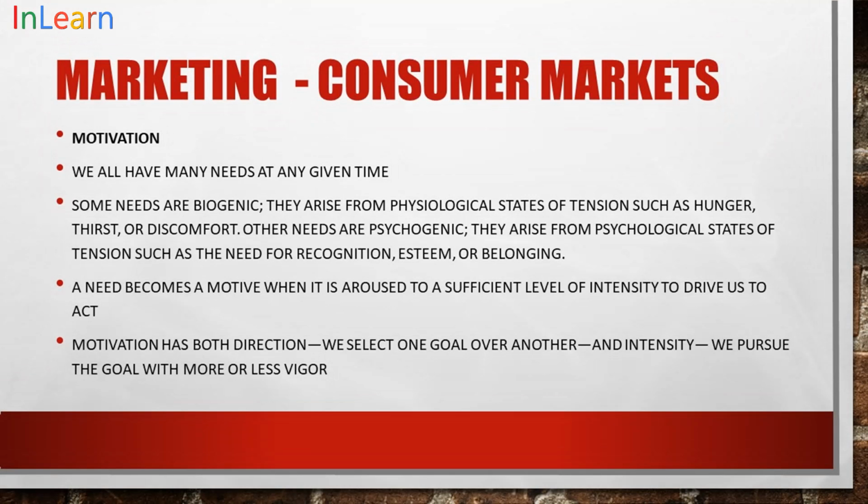Motivation. We all have many needs at any given time. Some needs are biogenic. They arise from physiological states of tension such as hunger, thirst, or discomfort. Other needs are psychogenic. They arise from psychological states of tension such as the need for recognition, esteem, or belonging. A need becomes a motive when it is aroused to a sufficient level of intensity to drive us to act. Motivation has both direction: we select one goal over another, and intensity: we pursue the goal with more or less vigor.